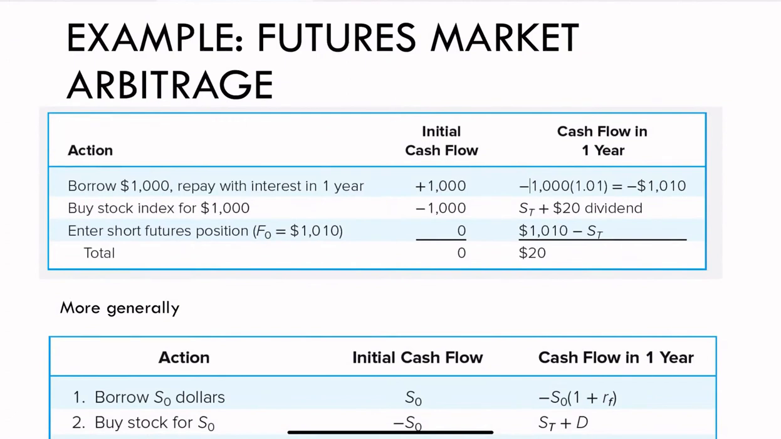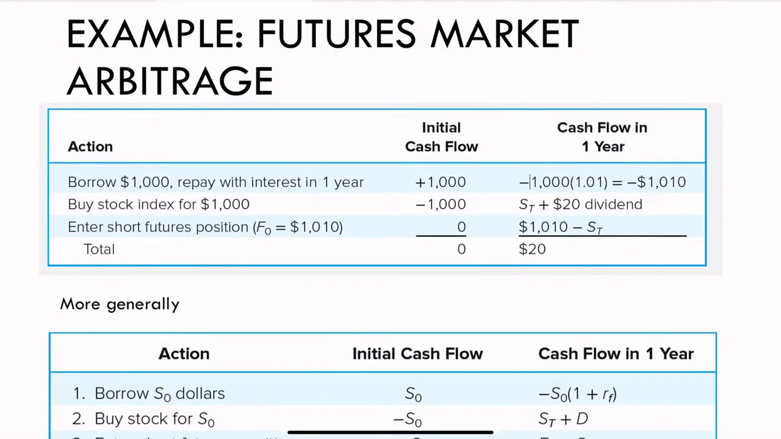Okay, we have your cash flow on this initial date, and then your cash flow at the end of the year. So first, you will enter a short futures position. Remember that when you're entering a futures position, you're just signing a contract. You're not purchasing anything. So both the short side and long side will not pay anything. So the initial cash flow here is just 0.